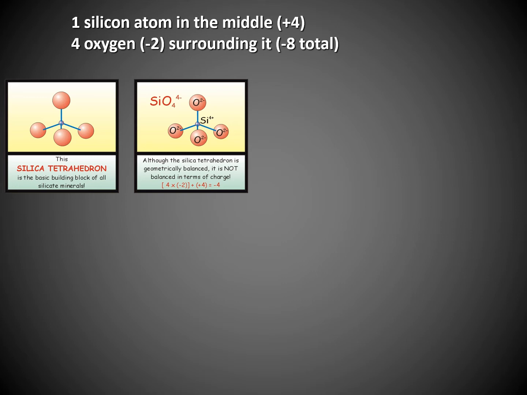Okay? Do things like being charged out in nature for very long? They're going to attract things, right? What is this going to attract? It's going to attract 4 positive charges. So you have a -4 overall charge to the tetrahedron.